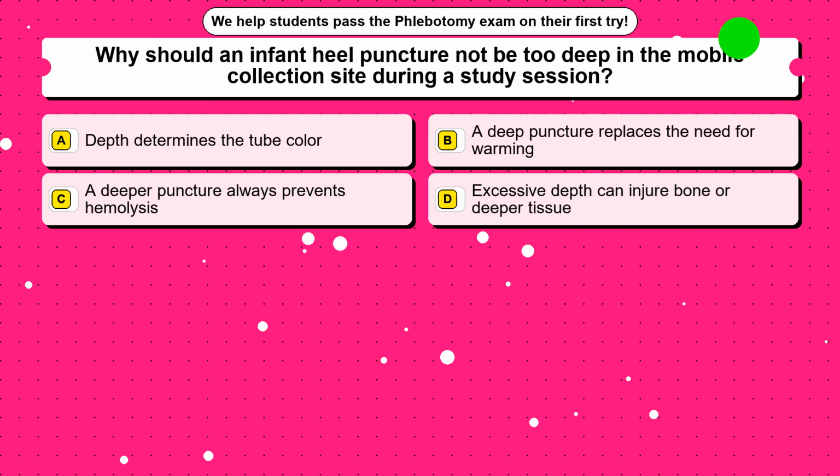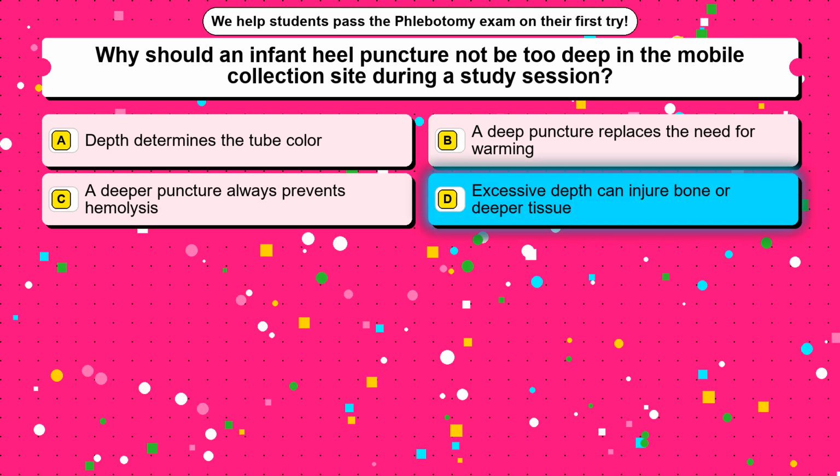Question 84. Why should an infant heel puncture not be too deep in the mobile collection site during a study session? Option A. Depth determines the tube color. Option B. A deep puncture replaces the need for warming. Option C. A deeper puncture always prevents hemolysis. Option D. Excessive depth can injure bone or deeper tissue.